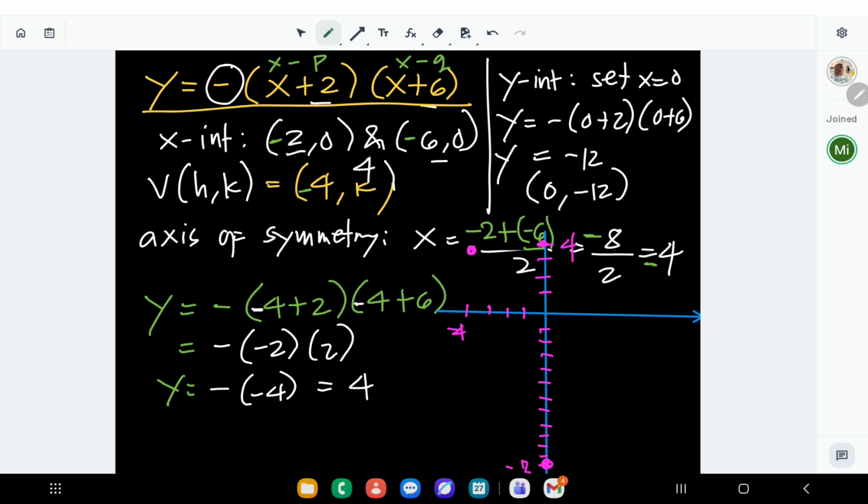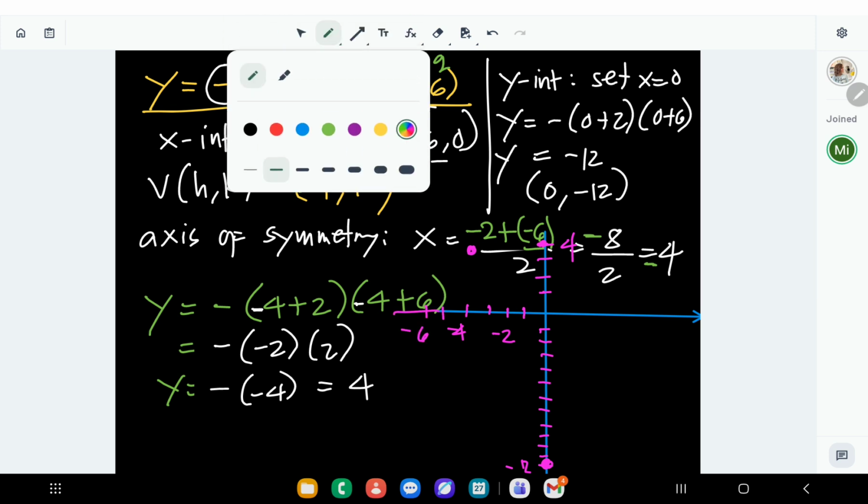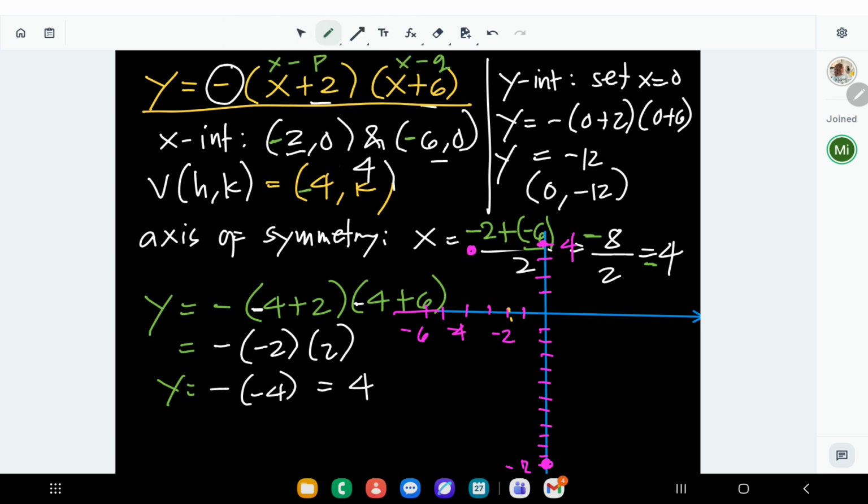Then x-intercepts, (negative 2, 0). This is negative 2, and this is 4, 5, negative 6. So (negative 2, 0) and (negative 6, 0). So our graph should look like this, right? Okay, and axis of symmetry, of course, here, negative 4.